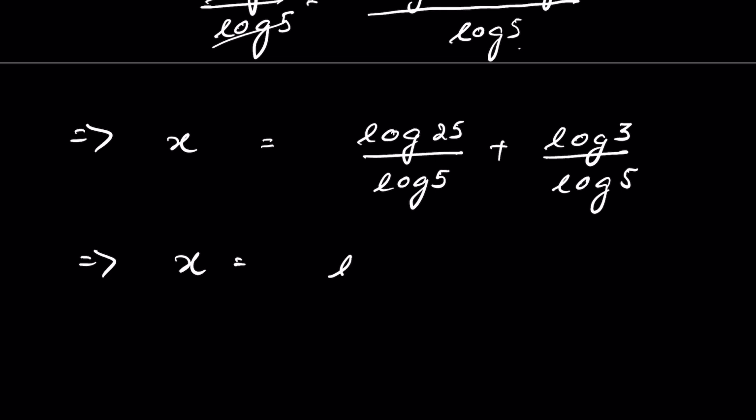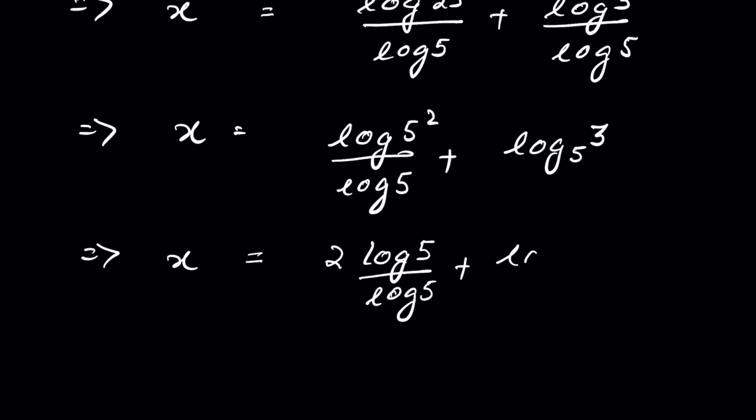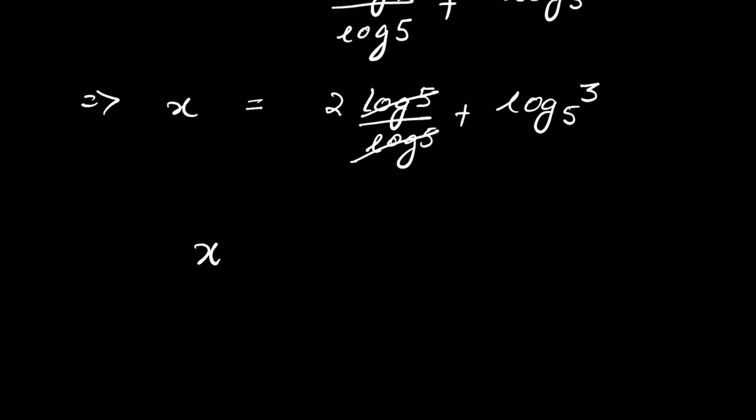log 25 we can write it as log 5 square upon log 5, plus this we write log 3 with base 5, or x is equal to, log 5 square means 2 log 5 upon log 5, plus log 3 with base 5. So x is equal to 2 plus log 3 with base 5.